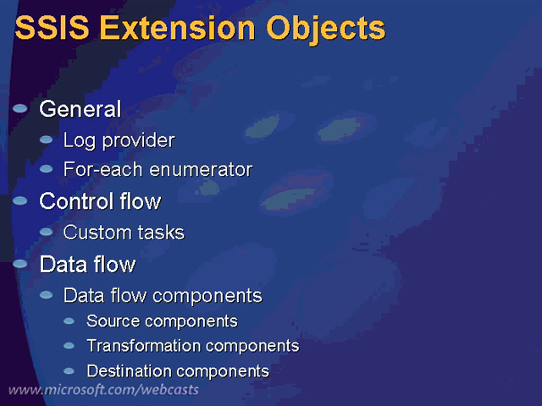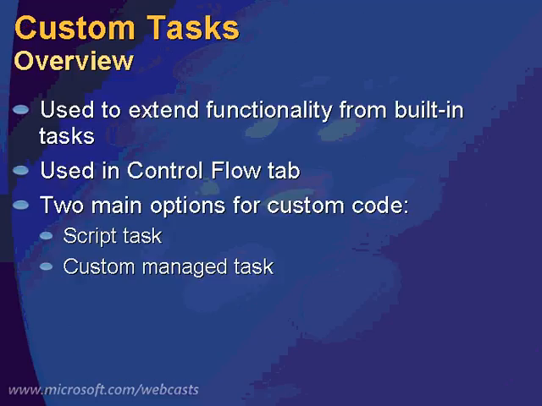So let's go right into the extension objects. The SSIS object model provides various objects that you can use to extend the functionality offered by the built-in ones. These can be classified in three categories, mainly general, control flow, and data flow. We're going to be focusing today on the last two, control flow and data flow, which are the ones you're most likely to use.